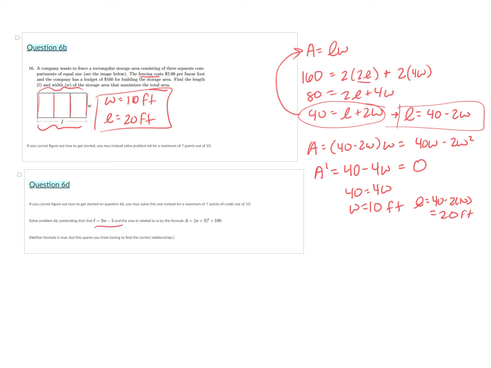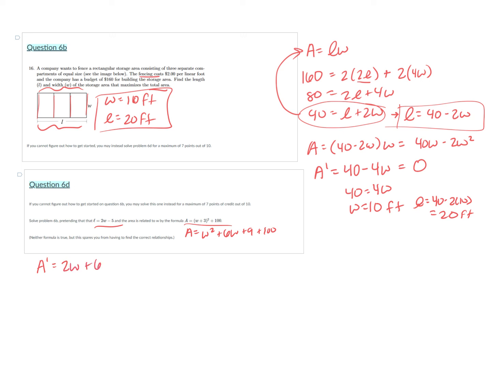So if we find the W that maximizes area, then we can use that to solve for the length here. So we'll take our area equation and take the derivative of both sides. So we get A prime. I'm going to go ahead and multiply this out. So we're going to get W squared plus 6W plus 900 plus 100. So taking the derivative of that, we're going to be left with 2W plus 6.